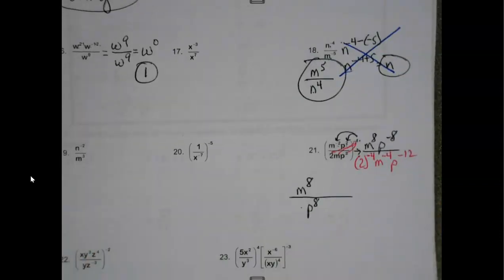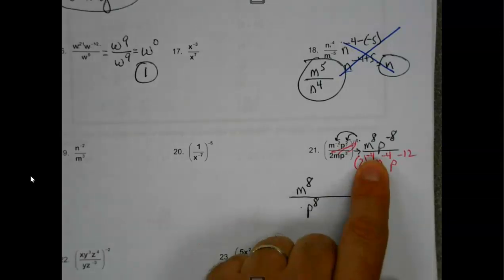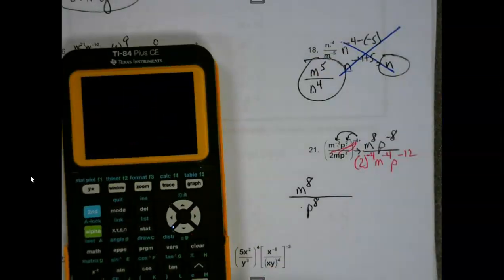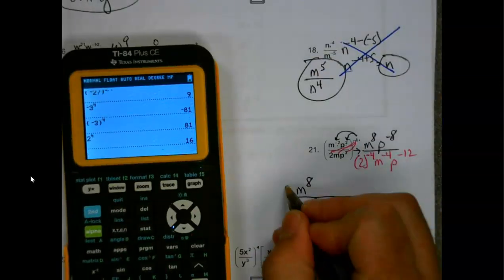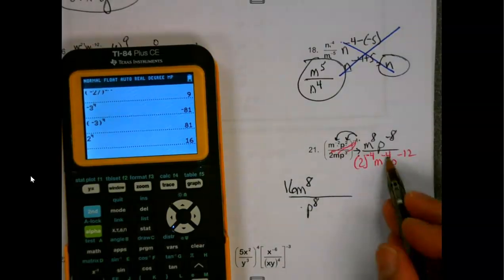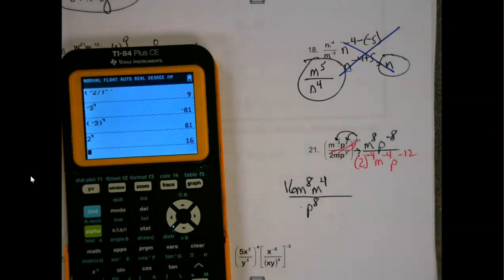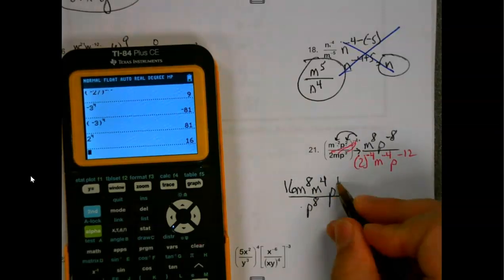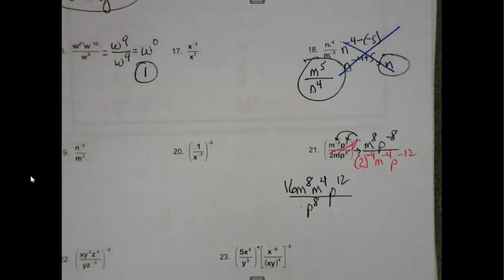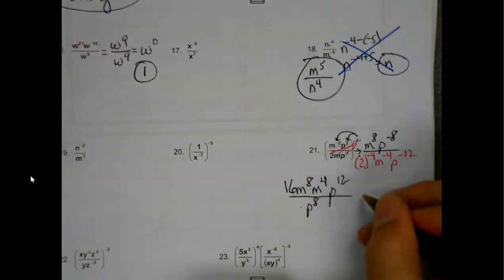is going down to the denominator to become positive. 2 to the negative 4th is coming up to the numerator. M to the negative 4th is coming up. P to the negative 12th is coming up. So through the power of positivity, we're almost done now.